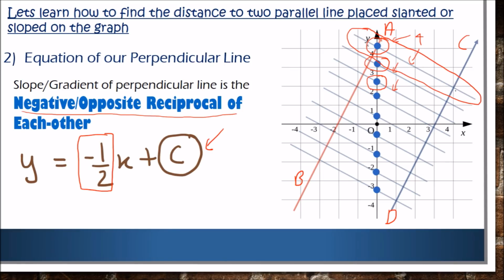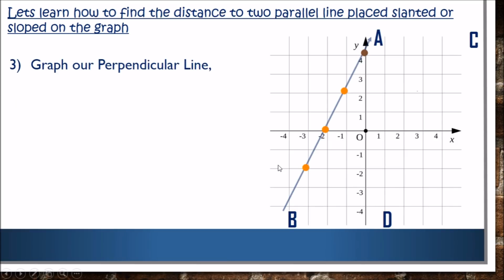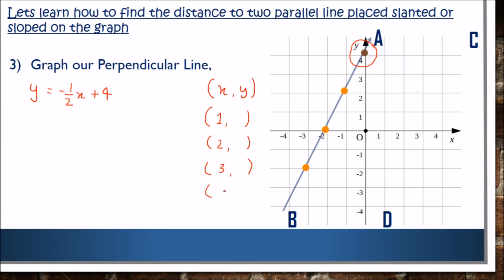And then if I find the distance of this line segment, I will find out the distance between these two parallel lines. So let me write down the equation of our perpendicular line, which is y is equal to minus 1 over 2x plus 4. Because I took this point as my y-intercept, that's why I took the c value of 4. So my y-intercept will be 4. So let me take different values of x as 1. Let me take x as 2. Let me take x as 3, and let me take x as 4. So let's graph our perpendicular line on our graph.